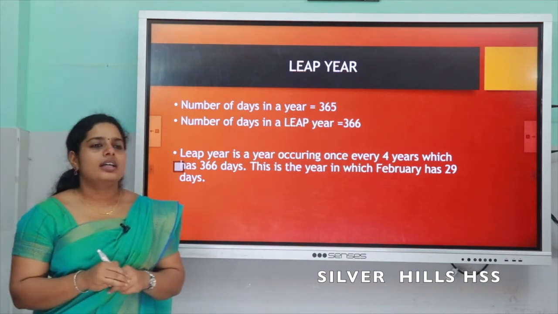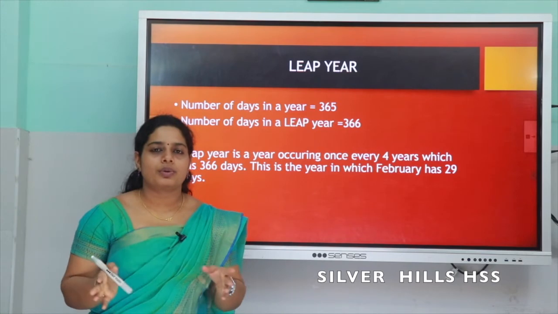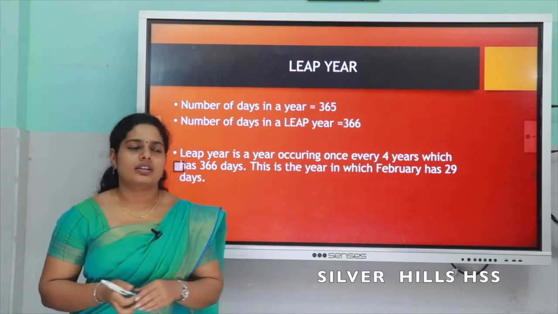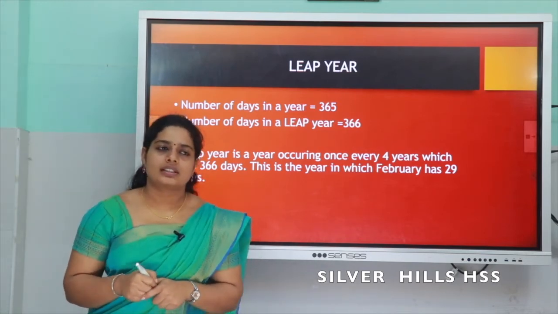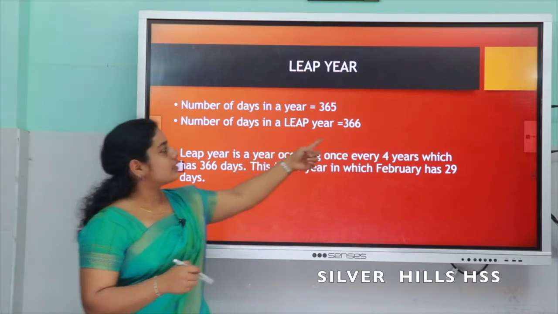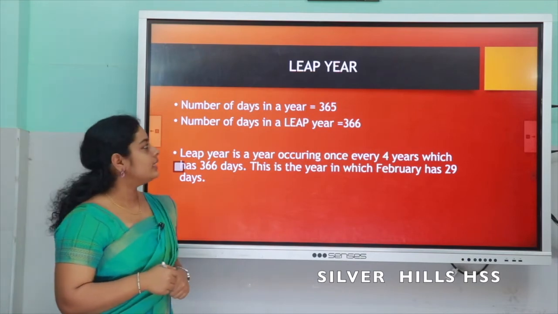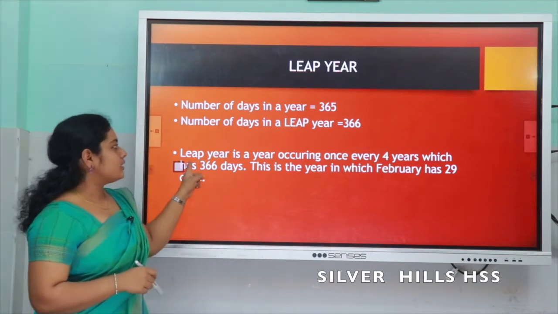And commonly, if someone is asking how many days are there in a year, what will we tell? 365. Normal. So, we will tell 365 days. But there are some years in which we are having 366 days. That is called a leap year. Okay. So, this is the definition of leap year.